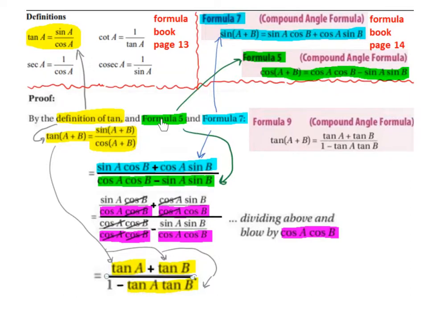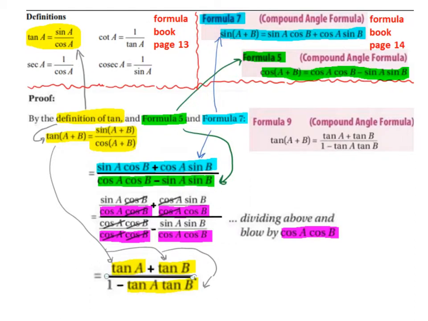Then we're also going to use formula 5 of our compound angle formulae, which states that cos of A plus B is equal to cos of A cos of B minus sine of A sine of B. So our denominator, cos of A plus B, now becomes cos of A cos of B minus sine of A sine of B.